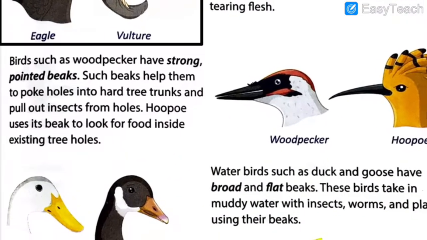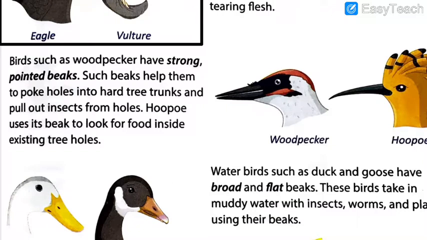Now, next is birds such as woodpecker have strong pointed beaks. Such beaks help them to poke holes into hard tree trunks and pull out insects from the holes. So, my dear students, woodpecker have very strong beaks. They can even poke holes in the tree trunks.